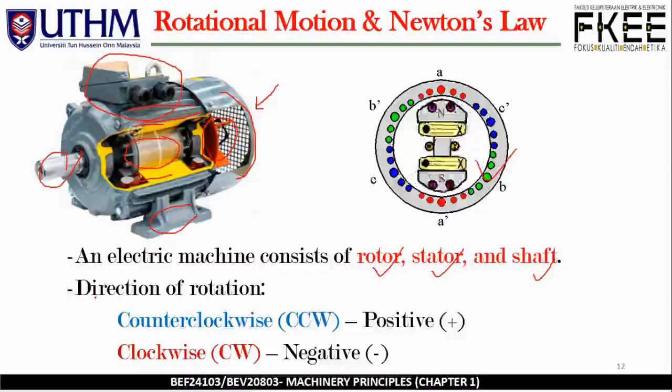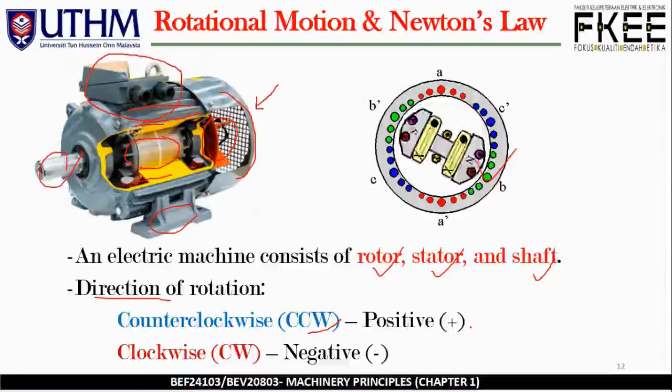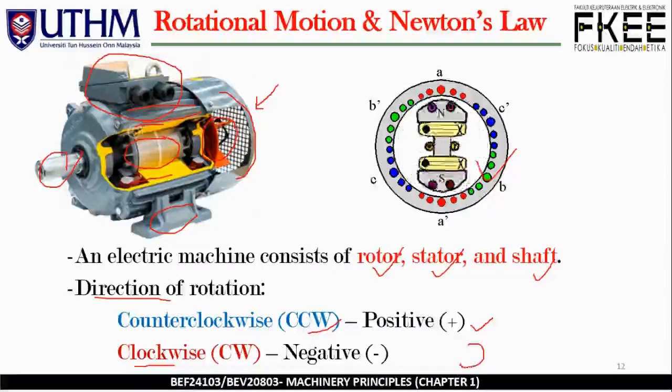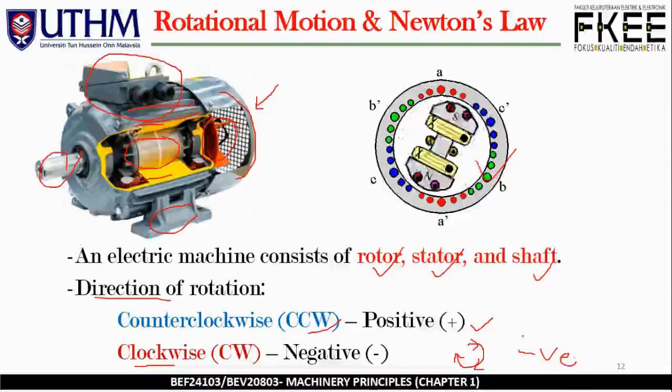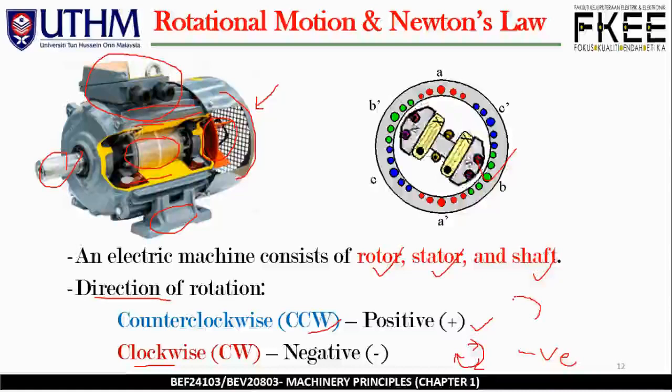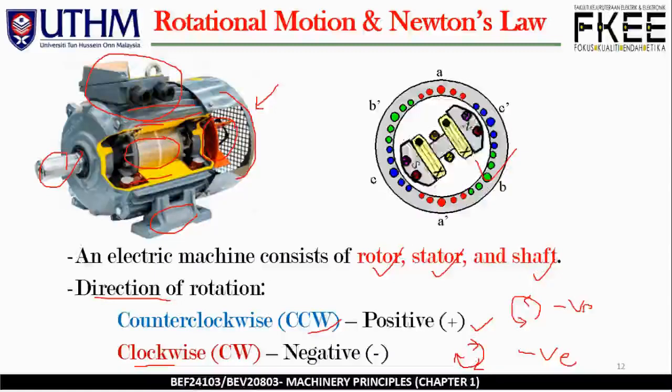For the direction of rotation, counterclockwise, CCW, we assign as positive, and clockwise, CW, is negative. We have the clockwise direction, for example like this, so this is negative, and for the counterclockwise, vice versa, it is positive.